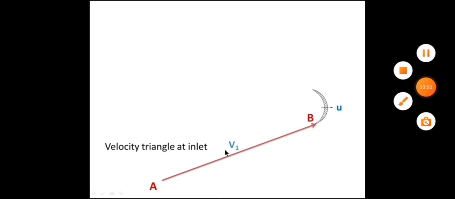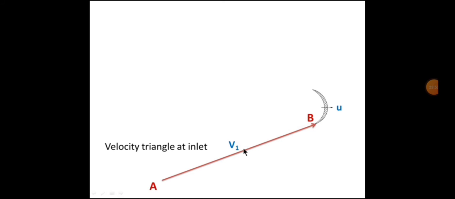Now we need to draw the inlet velocity triangle. The steam jet coming out of the nozzle is at a velocity v1. It impinges on this blade. Segment AB represents the velocity v1, and the jet with velocity v1 is striking the tip of the blade at point B with the absolute velocity v1. So the steam jet from the nozzle impinges on the blade at an angle of alpha.